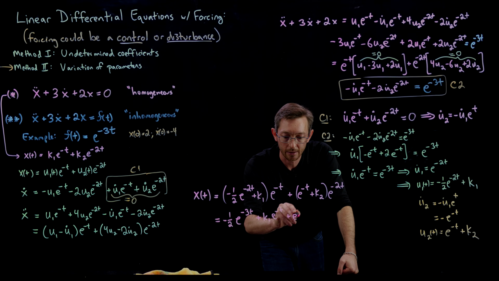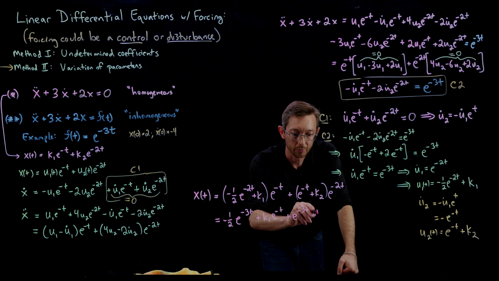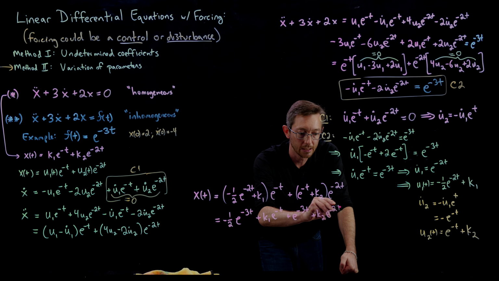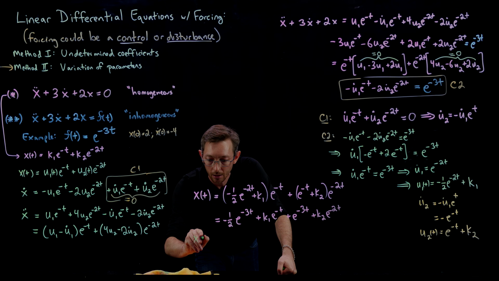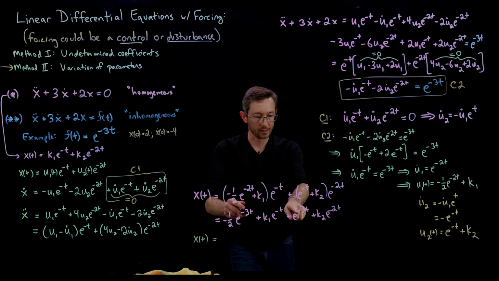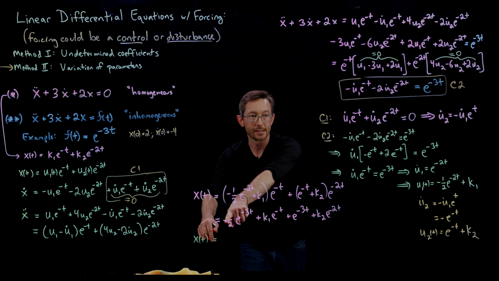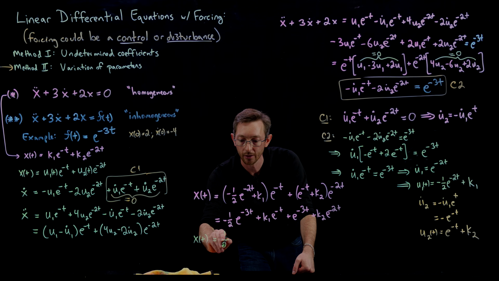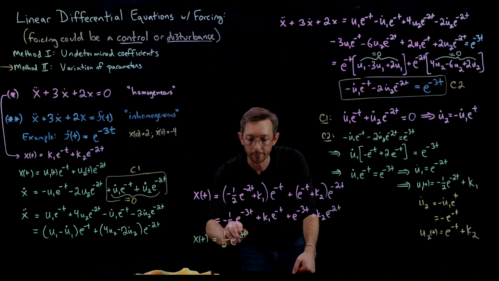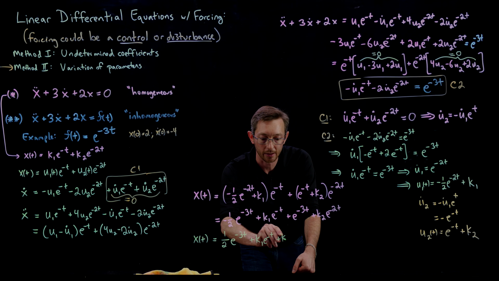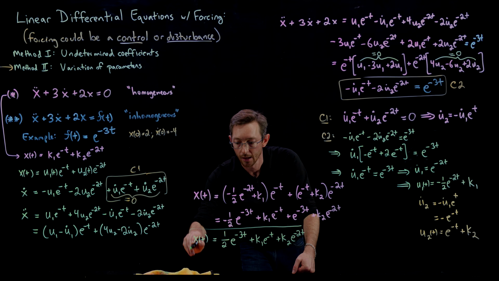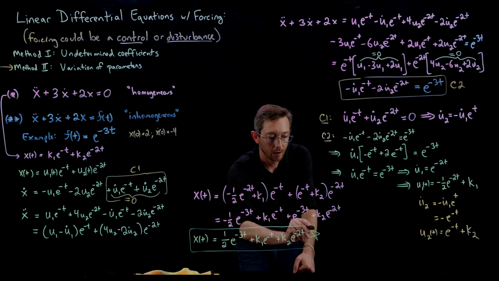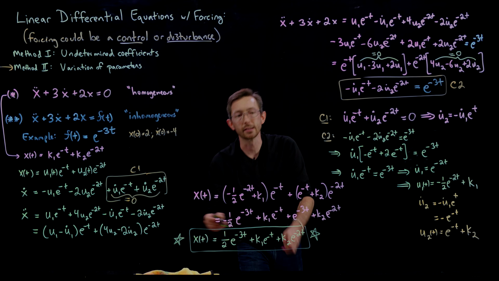So that's plus another e to the minus 3t plus my constant e to the minus 2t. And then just grouping and collecting my terms, I get x of t equals, what is this? 1 minus 1/2 is just 1/2, so that's 1/2 e to the minus 3t plus a constant e to the minus t plus another constant e to the minus 2t. And that's the solution of my forced differential equation.